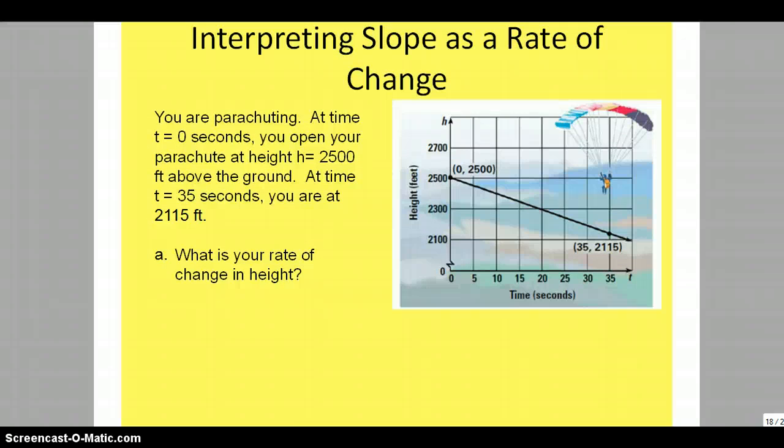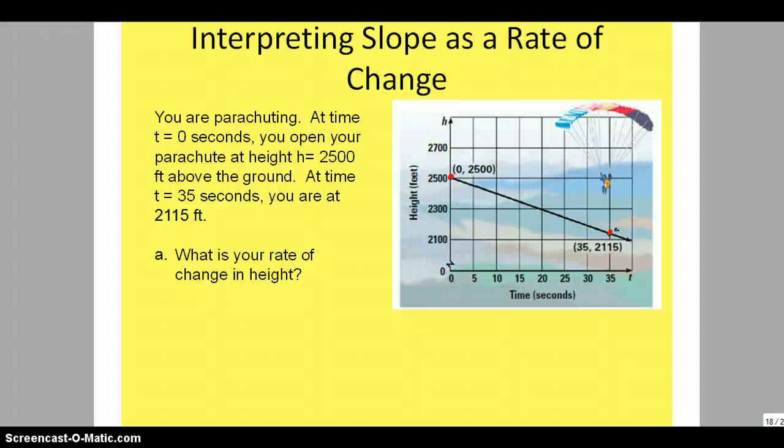Now, one thing that's really good about slope is you can use it to interpret some pretty good information. So right now there's a parachuter at time t equals 0 seconds. So that's this point right here. You open your parachute and you're at a height of 2,500 feet above the ground. Then at 35 seconds, you're at a height of 2,115 feet above the ground.